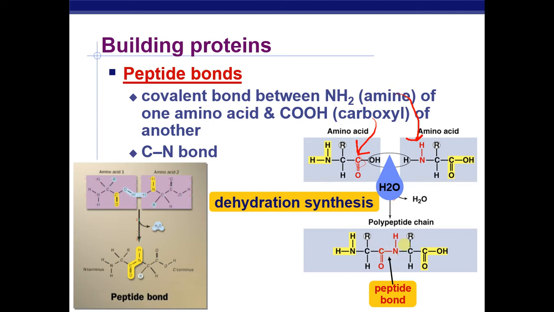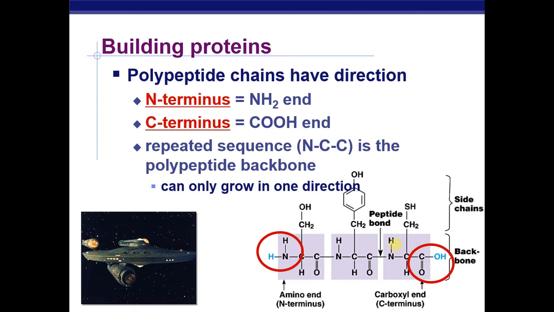Notice that our dipeptide still has a carboxyl group and still has an amine group, so we could add another amino acid to either side and keep making it bigger. We refer to the two different ends of a polypeptide as the N-terminus, the side that has the amine group, and the C-terminus, the side that has the carboxyl group.